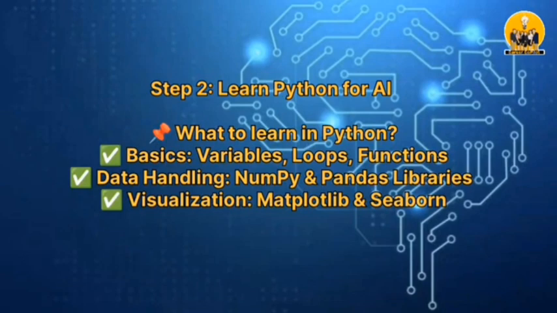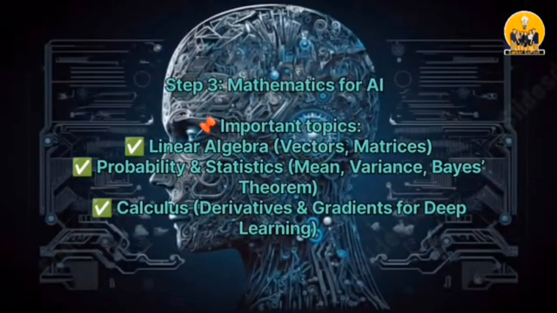Step 2: Learn Python for AI. AI development needs a powerful programming language, and Python is the best choice. What to learn in Python? Basics: variables, loops, functions. Data handling: NumPy and Pandas library. Visualization: Matplotlib and Seaborn.